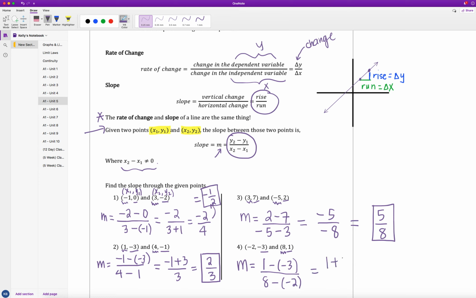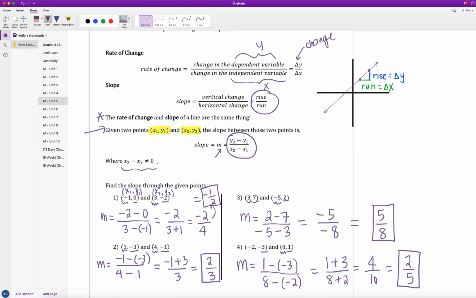Simplifying that down, we get 1 plus 3 over 8 plus 2, so we end up with 4 over 10. I want to make sure I'm simplifying my fractions as much as we can. They're both divisible by 2. So I end up with 2 over 5. And that will be our final answer for example 4.